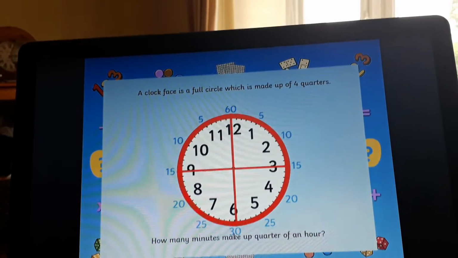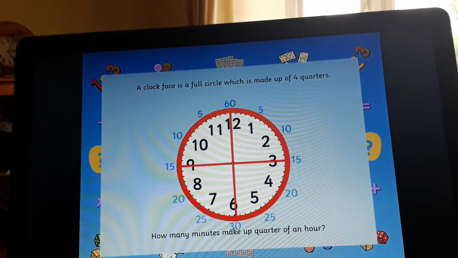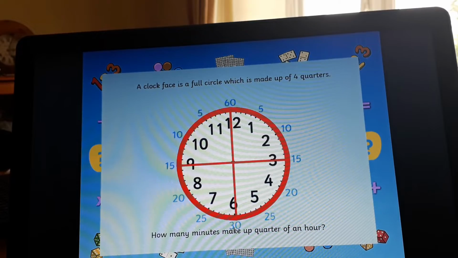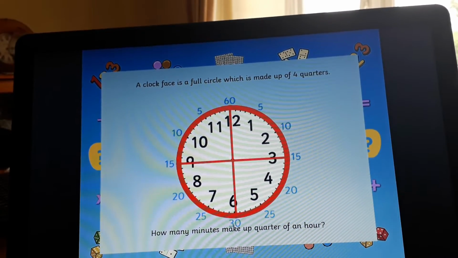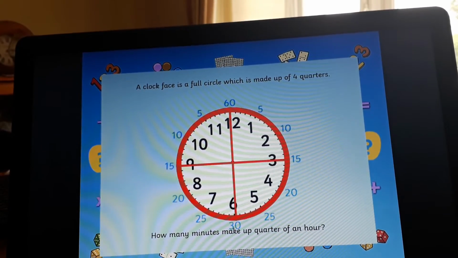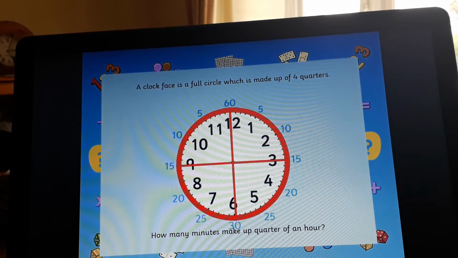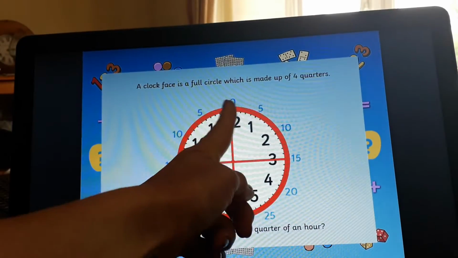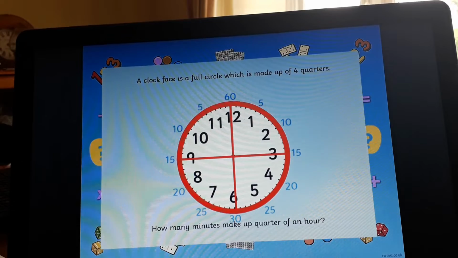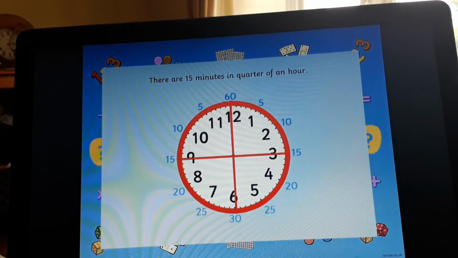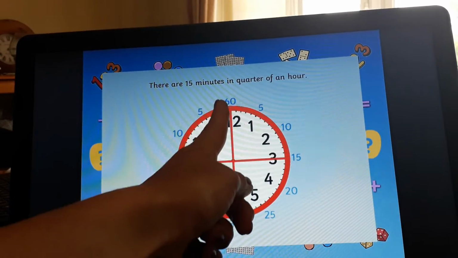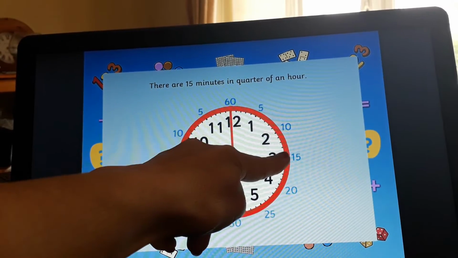How many minutes make up a 1/4? You can pause it if you want to answer this and jot it down, just so you can see if you've got the answer right. So it should have been, there you go, 15. Right, so there's 15 minutes in a 1/4 of an hour. So that's just 1/4.